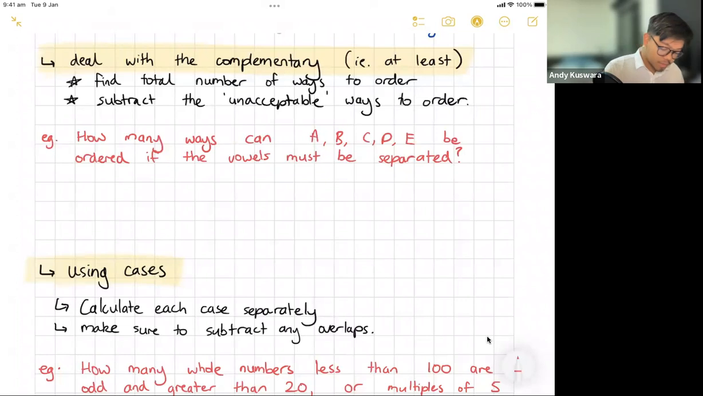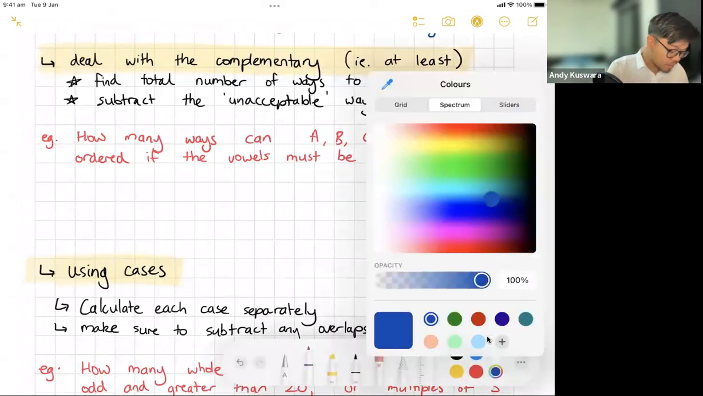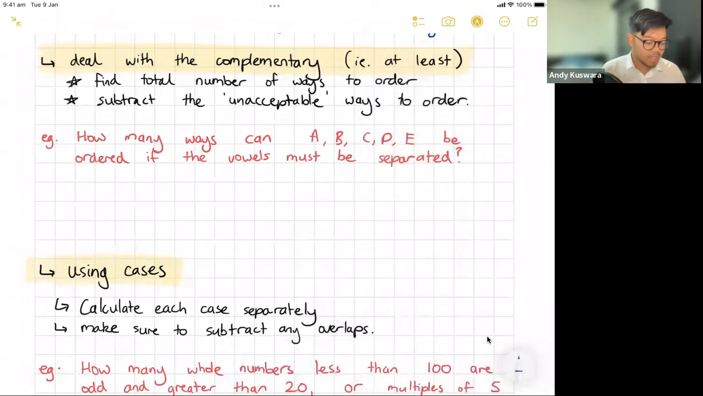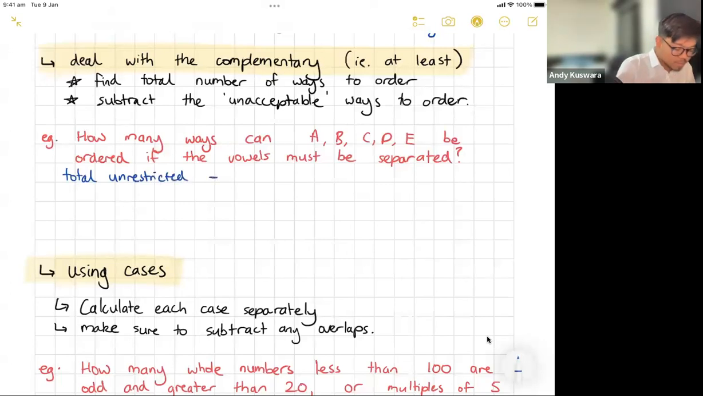Let's take a look at this one. How many ways can A, B, C, D, and E be ordered if the vowels must be separated? This one doesn't say "at least," but the vowels must be separated. So it's going to be the total, unrestricted, take away all the options where the vowels are together.